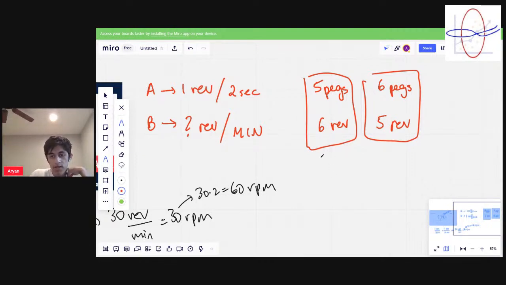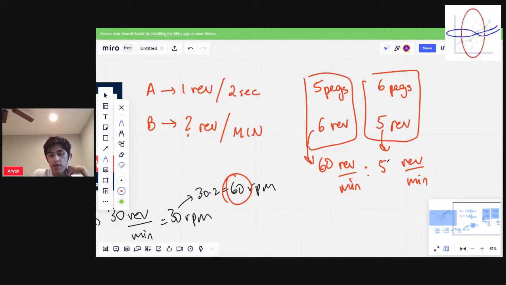So now we know that our middle cogwheel has 5 pegs, and we already found it does 60 RPM. We have to find how many revolutions per minute cogwheel B does. We see 6 times 10 is 60, so we would just do 5 times 10 to get 50. 50 revolutions per minute on cogwheel B.